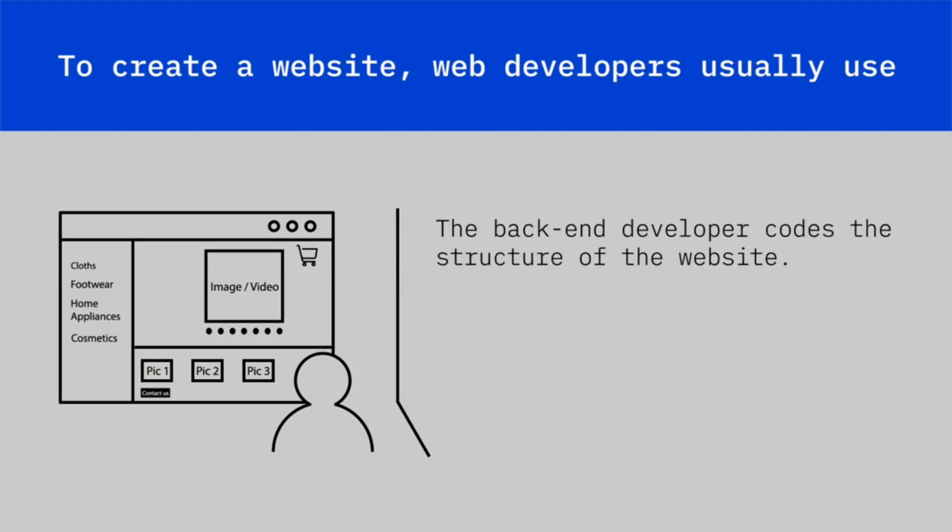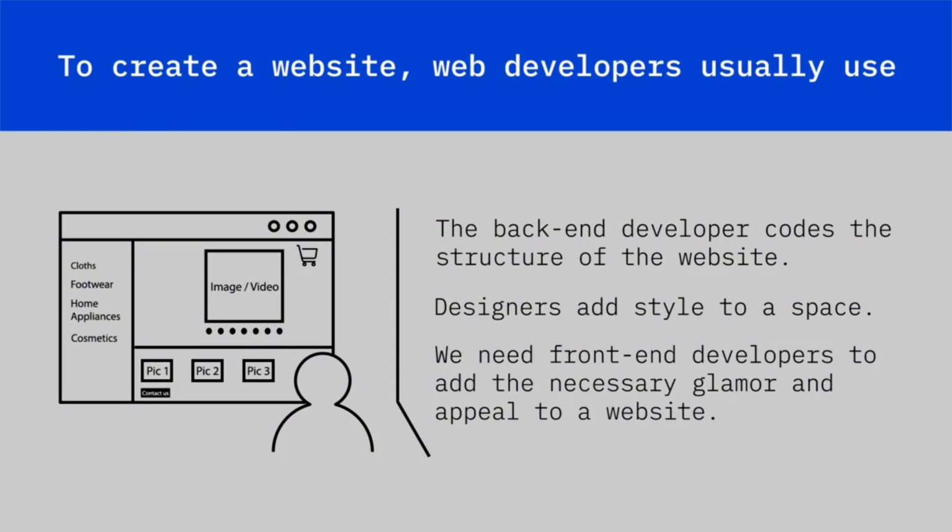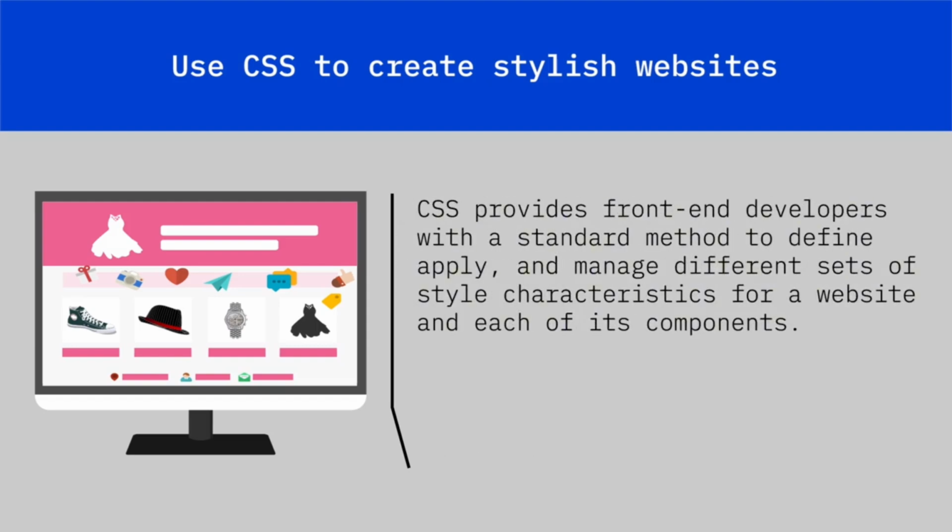The backend developer codes the structure of the website. A website is like a house which has only been constructed. Just like we need interior designers to add style to a space, we need front-end developers to add the necessary glamour and appeal to a website. When you order products from any website, you realize that the pages have a pleasing font, attractive colors, and are easy to navigate. Developers use CSS to create stylish websites. CSS provides front-end developers with a standard method to define, apply, and manage different sets of style characteristics for a website and each of its components.